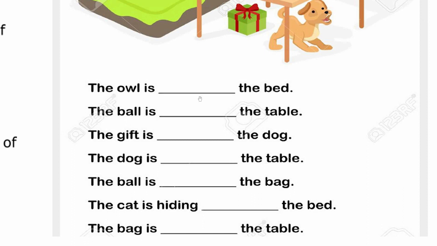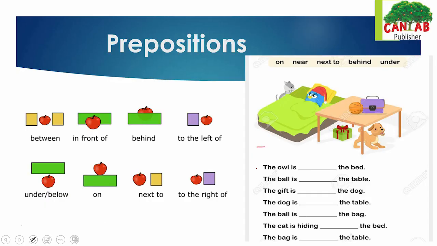The owl is dash the bed. The ball is dash the table. The gift is dash the dog. The dog is dash the table. The ball is dash the bag. The cat is hiding dash the bed. The bag is dash the table. The answer to these blanks are in this box. Sometimes the same preposition can be repeated, so that is not a problem.